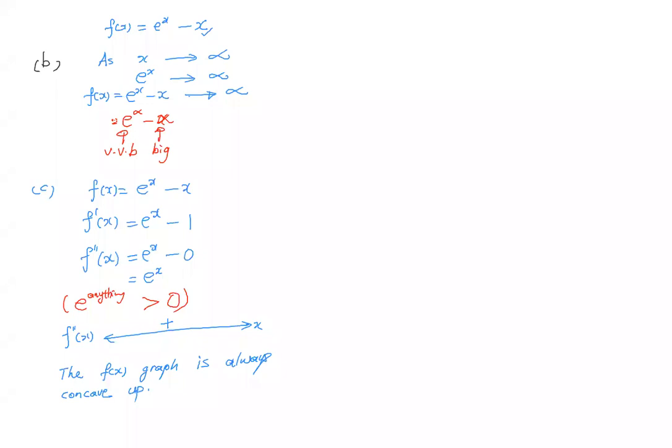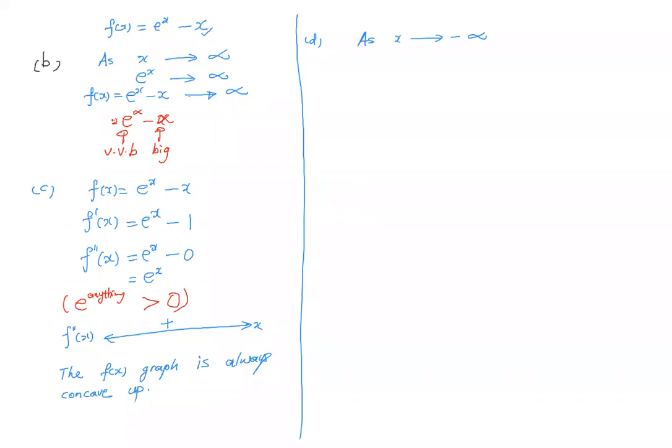Now for part D. Before I sketch the f(x) graph, I have studied what happened to f(x) when x tends toward infinity. I also have to know what happened to f(x) as x tends toward negative infinity. Okay, now, can someone tell me what should I do next?